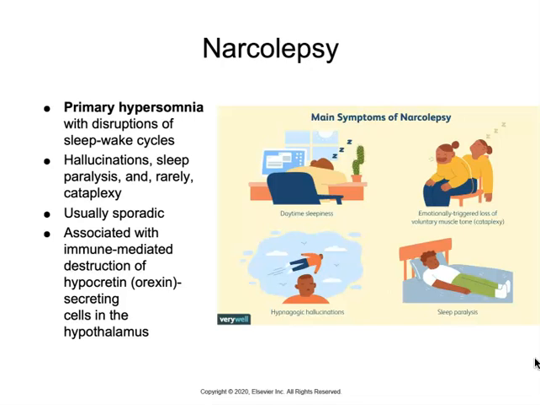And the condition is typically sporadic and is going to be linked to immune-mediated destruction of hypocretin-secreting cells in the hypothalamus, which is the region of the brain that really helps with regulating wakefulness.